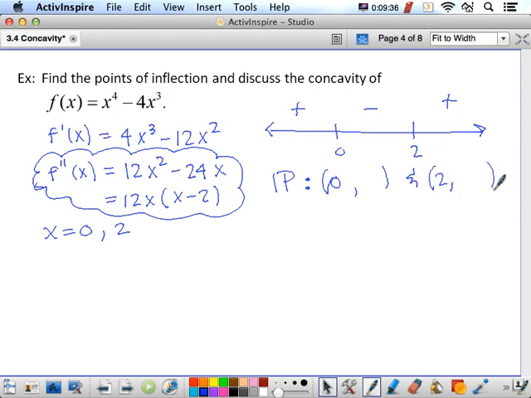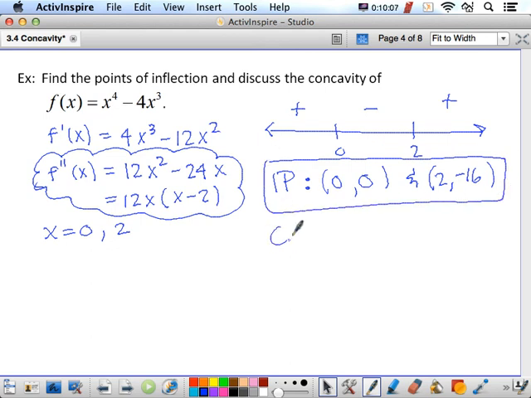And how do I find the y values for those? Into the original, right. So if I plug 0 into the original, what do I get? I get 0, 0. And how about 2? What happens if we plug 2 into the original? Negative 16. Did you guys get negative 16? Perfect. Those are the inflection points.